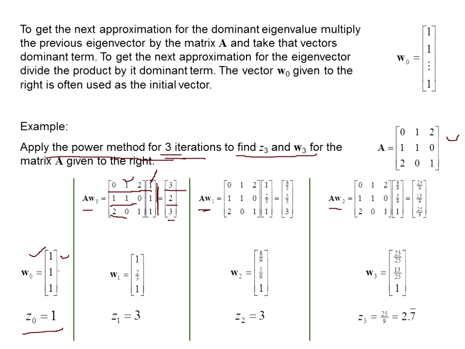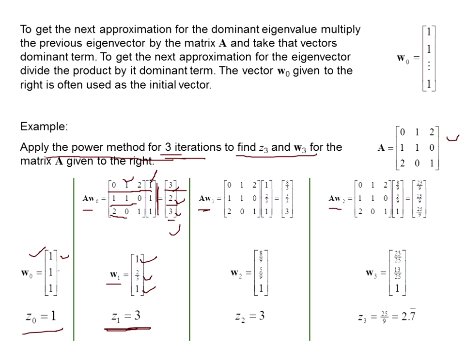Just divide the whole vector by 3. If we divide 3 by 3, we get 1. If we divide 2 by 3, we get 2 by 3. If we divide 3 by 3, we get 1. So we get this next vector, that is the next eigenvector. Now choose which one is greater. We observe that 1 is greater. Here they use Z1 is equal to 3, because we divided by 3, and 3 is the greatest term.